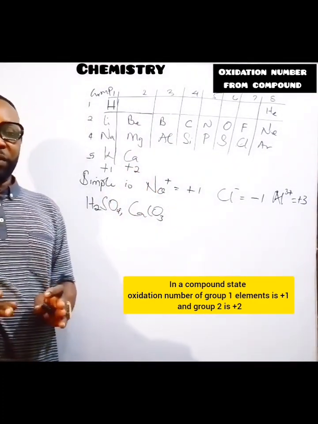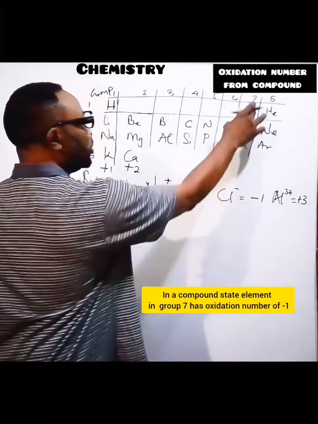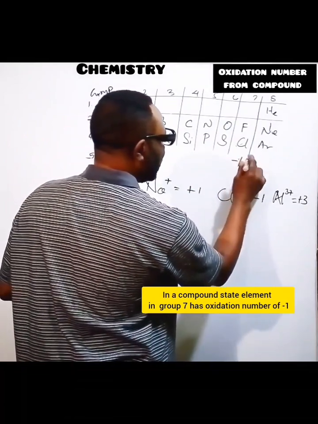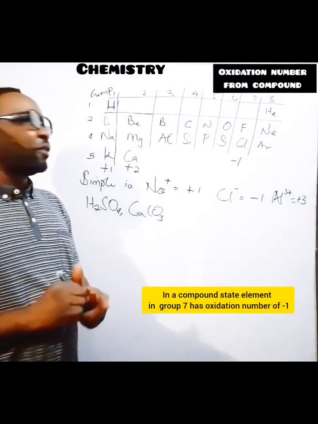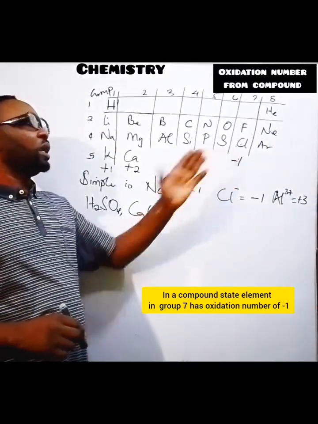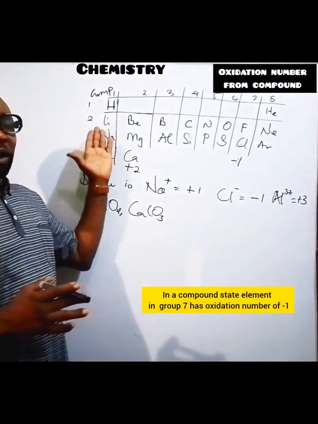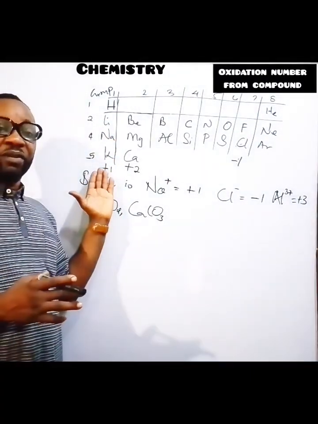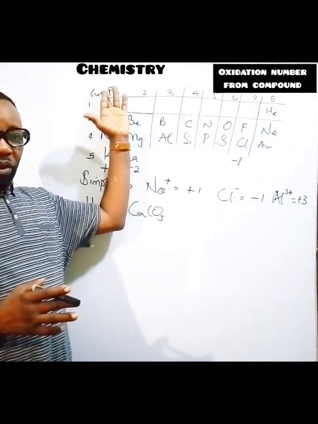Take note of that. Also, in the compound state, the elements in group 7 have an oxidation number of -1. These are called the halogens. Those elements that are found in group 7 are called the halogens. Why are all these like this? Now, you can see that elements in group 1 have an oxidation number of +1, as I have said, and you can also see that they belong to group 1 as well.